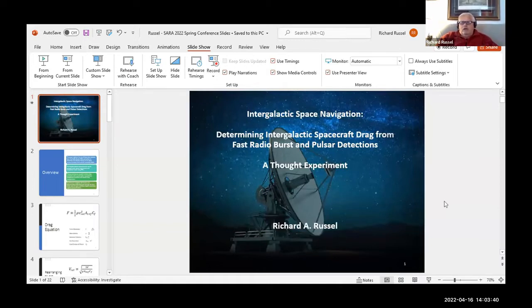The last talk I gave was how to use pulsars, and also how to use hydrogen Doppler effects, to determine your position in the Milky Way. And now, since we have fast radio bursts, we actually have information that's beyond the Milky Way that we can use. So the goal here is how do I use fast radio bursts and pulsars to get spacecraft drag?